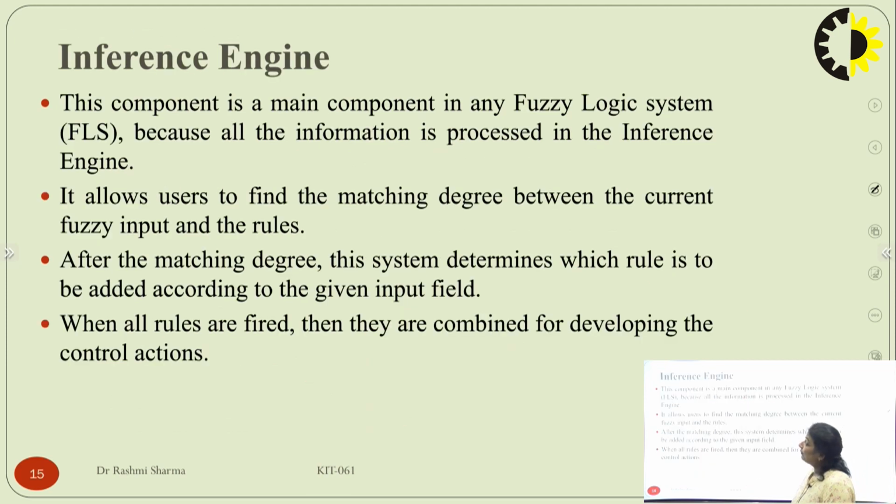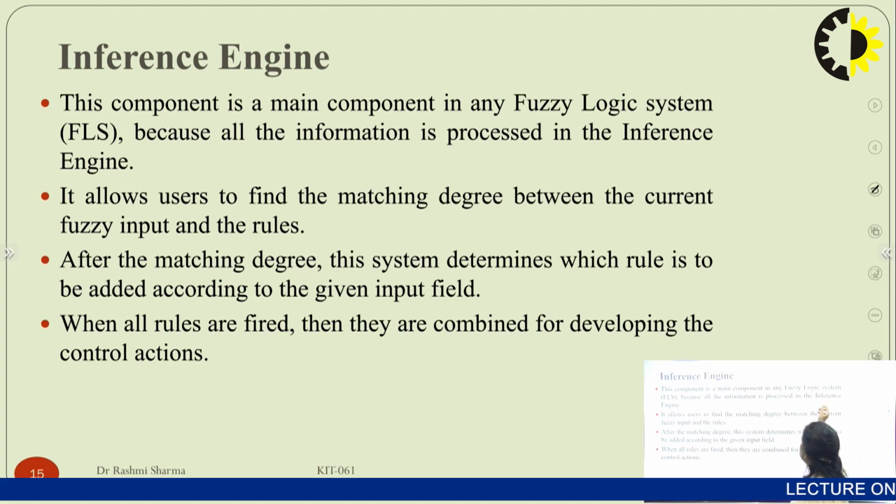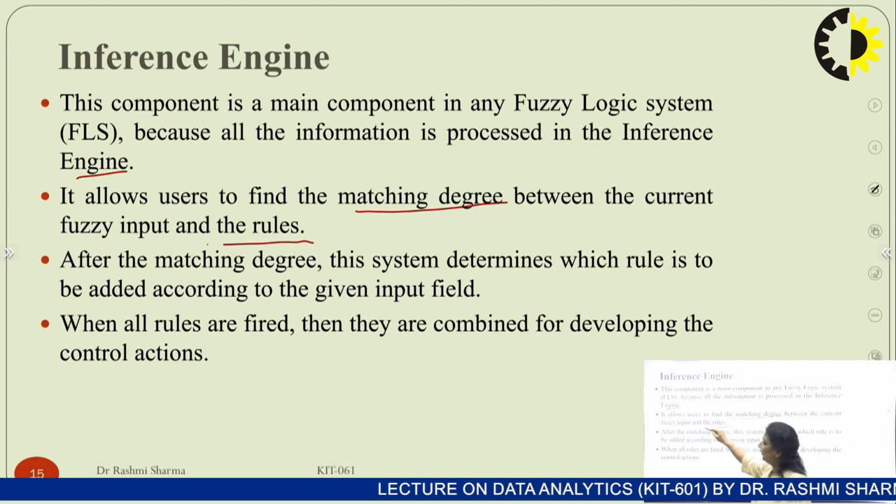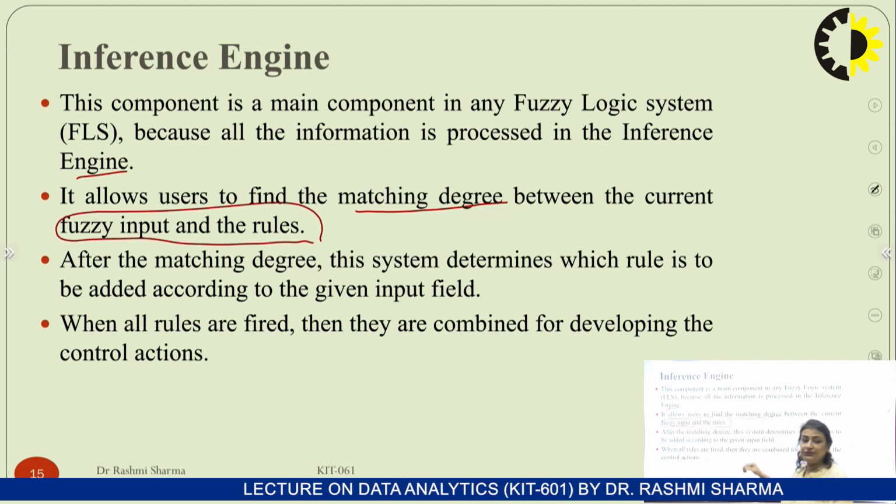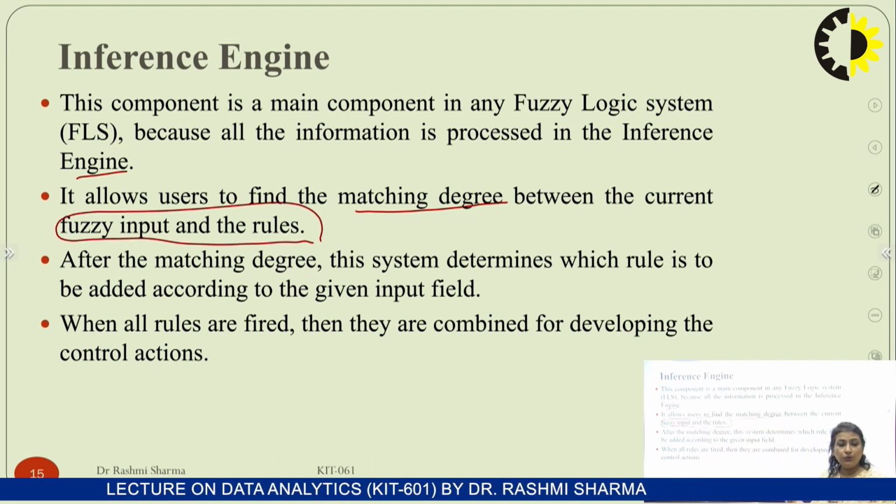The inference engine is the main component where we actually do the actions which we have to do. In the fuzzy logic system, it is processed in the inference. It allows users to find the matching degree between the current fuzzy input and the rules which we have defined. They take the most appropriate match, the respective textual form, and then look into the inference engine.